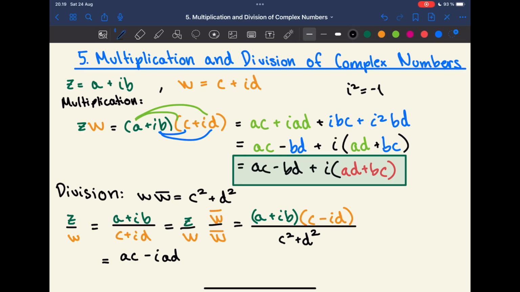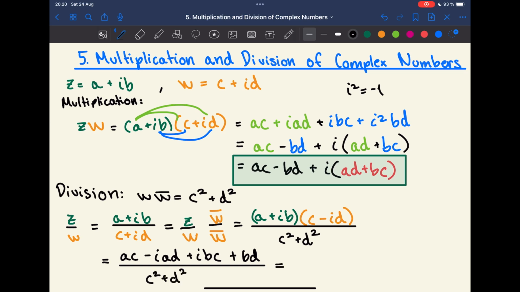So that's going to give us plus ibc. Then we're going to have this term, that's going to be minus i squared bd. But we can go ahead and just remove this i squared, because that just gives us a minus 1. So what we're left with is plus bd. Perfect. And here in the denominator, we still have c squared plus d squared.